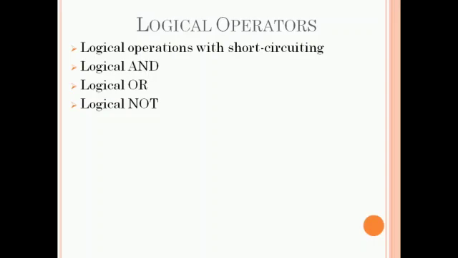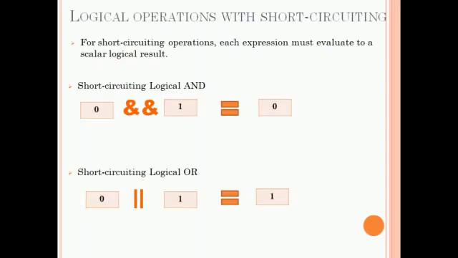So, what is the difference between the short-circuiting logical operator and just the logical operator? Main difference is the short-circuiting logical operator will work only on scalars and not on vectors or matrices. Next difference is, with logical short-circuiting, the second operand is evaluated only when the result is not fully determined by the first operand. Due to the properties of logical AND and OR, the result of a logical expression is sometimes fully determined before evaluating all of the conditions.